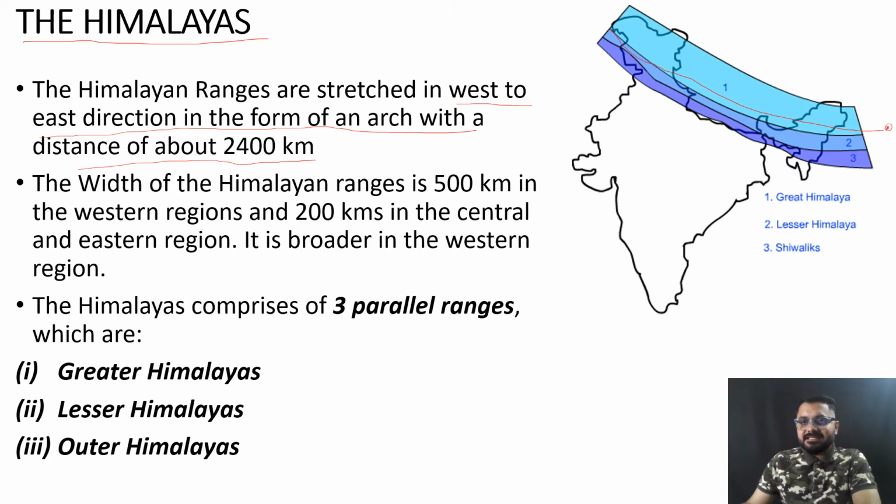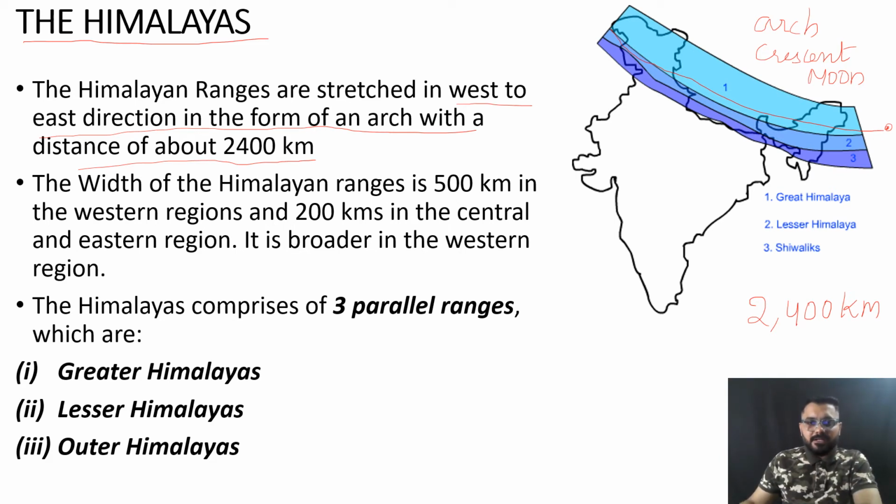They are arc shaped, or you can also say they are in the shape of a crescent moon. You know what a crescent moon is. So they look like an arc or a crescent moon, and they cover a distance of 2,400 kilometers, children. So these are three important things that you need to remember about the Himalayas.